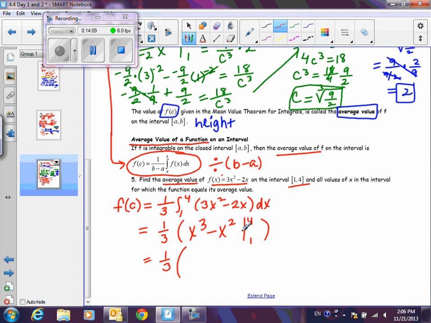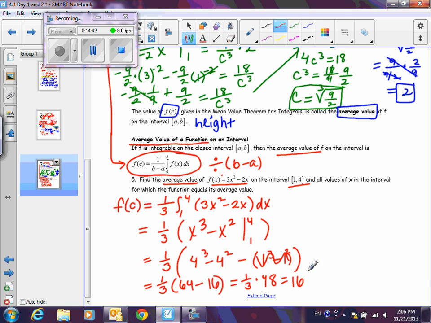All right, so when you plug in 4, how many of you know what 4 cubed is already without having to think too hard about it? 64. How many of you had a pre-calc or Algebra 2 teacher last year who required you to know your cubes and squares? At least some of them. It kind of depends. So this becomes 1/3 of 64 minus 16, because that ends up being 0, which is 1/3 of 48, which is 16.